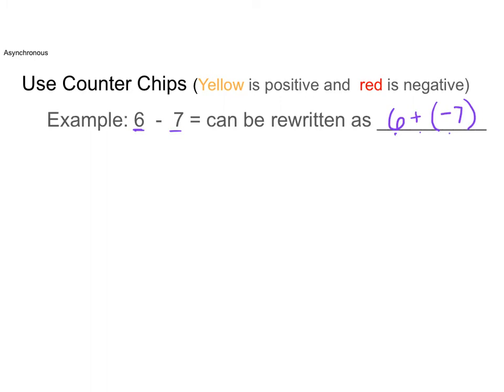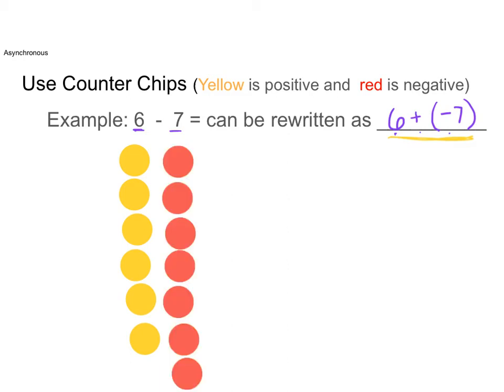So now what we're going to do is use the chips. So I have 6 positives, right? So these are 6 positive chips. And then I have to take away 7. But I don't have enough to take away. But if I'm looking over here, it would say that I need to add in 7 negatives. So I'm going to go ahead and put in 7 negatives. Okay, so now I added in 7 negatives.